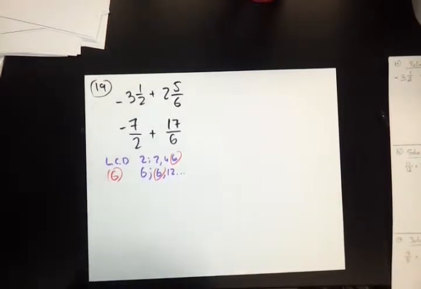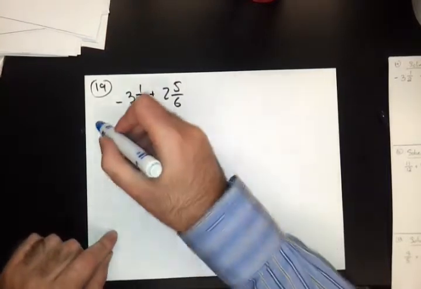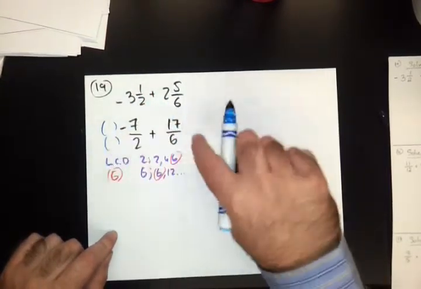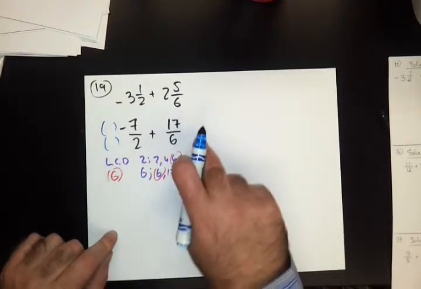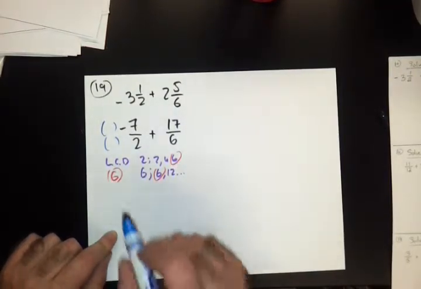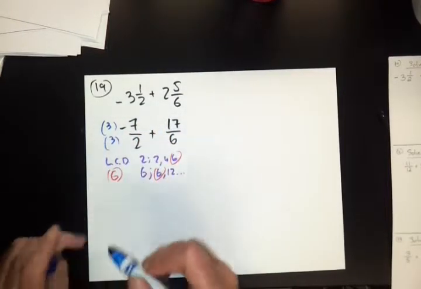So I'm going to modify both fractions. Well, not both, only this one, because this one already has a 6. That's the other benefit of having such a small denominator. One of the fractions is already in that form. 3 to get the 6.